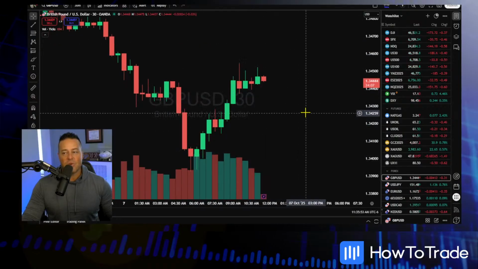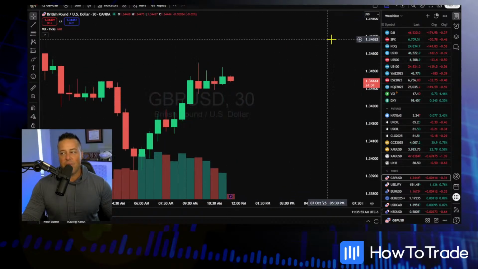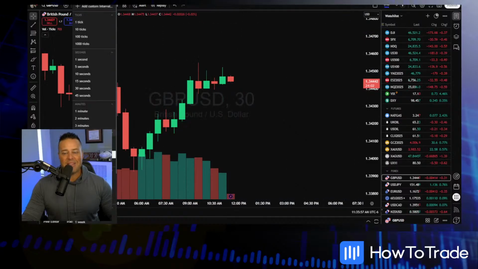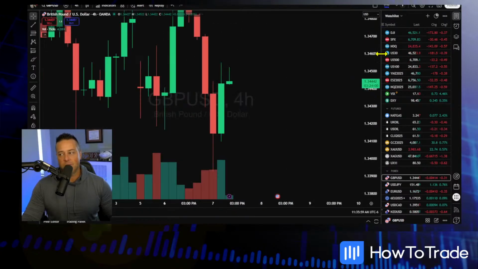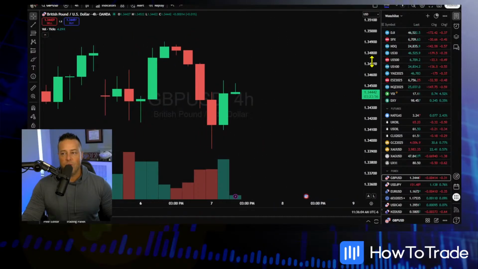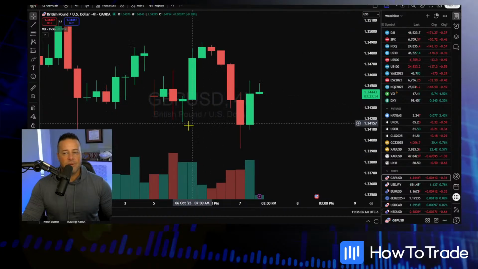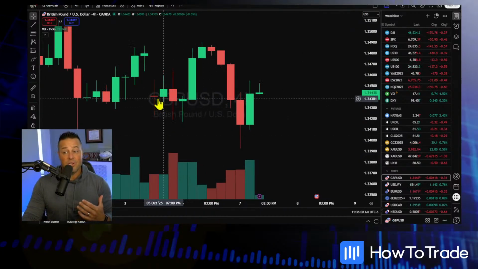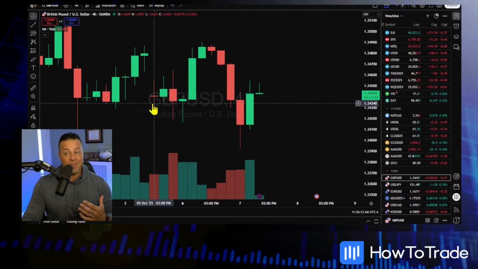So let's put this idea in action right here. This is a 30-minute Great Britain Pound USD chart. Let's back this thing off to 4 hours. What's the most recent? Couple of ways to do this now. You can see right here, this is when your trading week started. Right there, that's when the market opens.